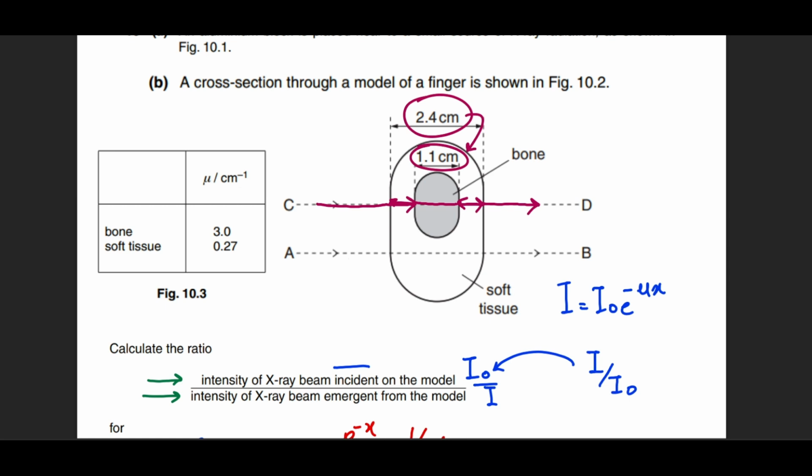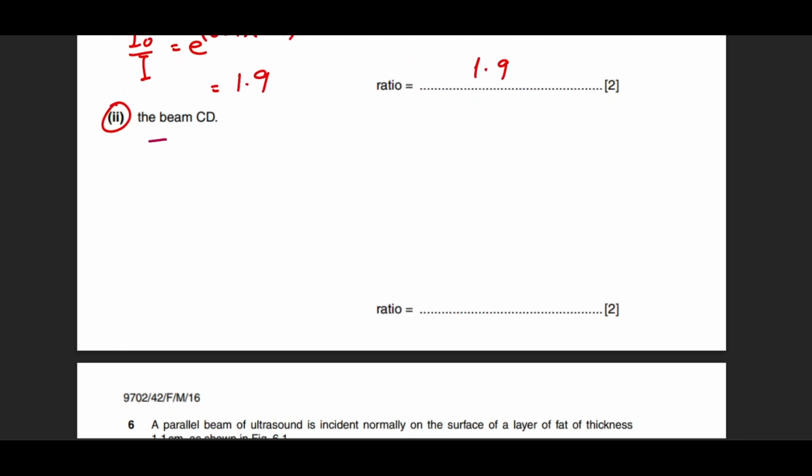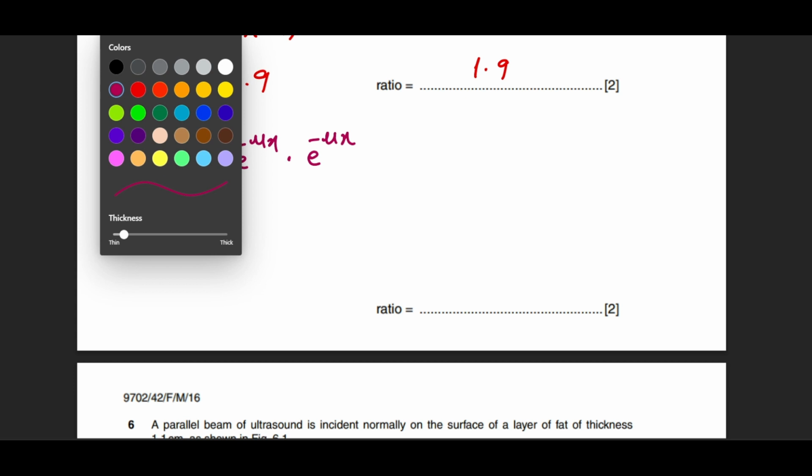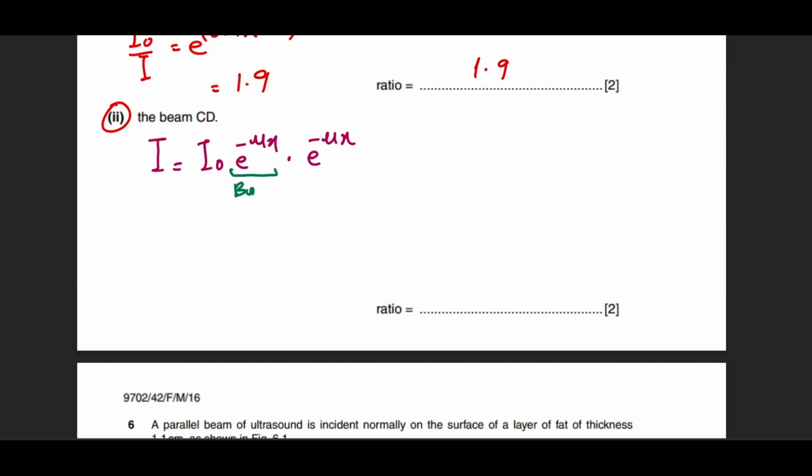Do we need to do that separately? You can do that, but it wouldn't serve any purpose because you have to multiply everything together. You see, when you encounter different mediums again and again, you just keep on multiplying the factor of e raised to power minus mu x with the consecutive materials, right? Because this is I naught and this is I, whatever keeps coming will get multiplied. Okay, so what does this look like? This is going to look something like this: I equals I naught e raised to power minus mu x multiplied by e raised to power minus mu x. The first factor is for the bone. The second is for the flesh, right?